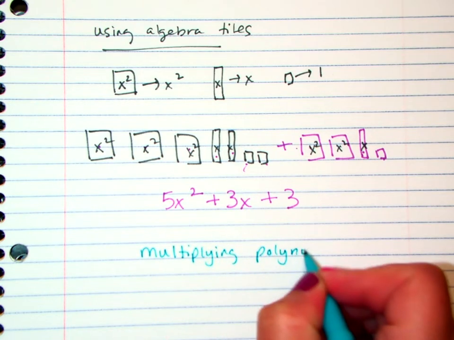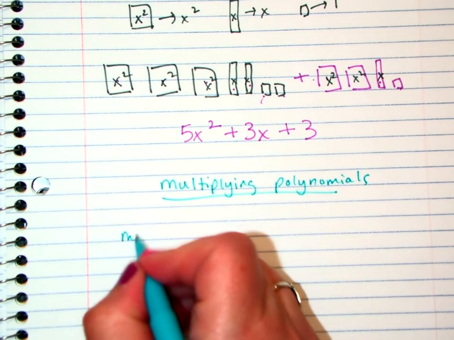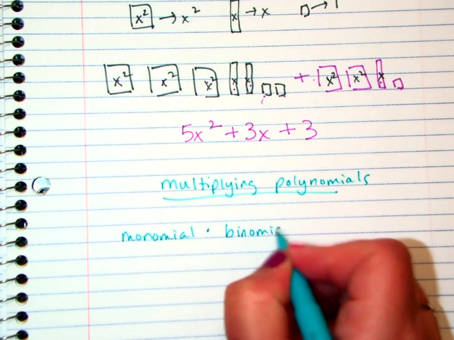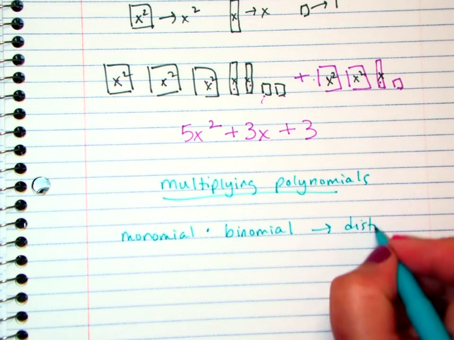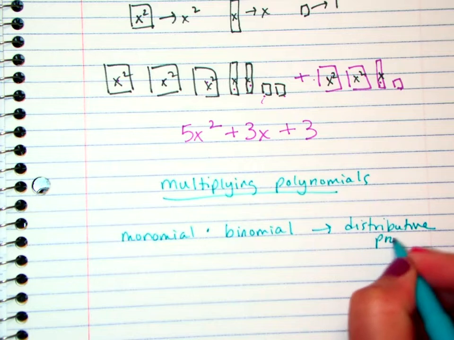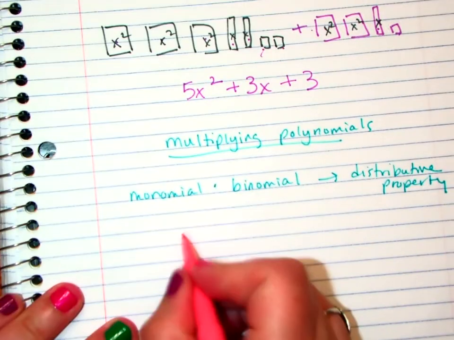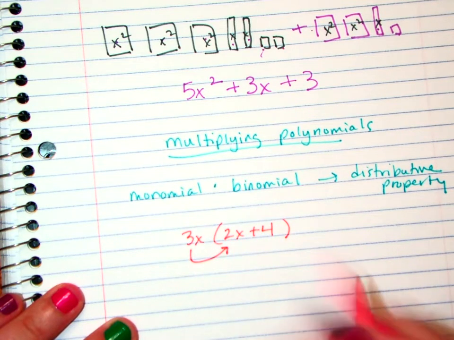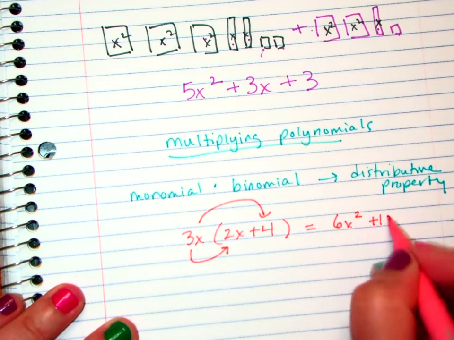Okay, and there are many methods to do this. Well, first of all, we'll start with relatively simple ones, a monomial times a binomial. And you've already done this before. It's basically just the distributive property. In fact, it is the distributive property. So for example, if you did something like 3x times 2x plus 4, you would just multiply the 3x times the 2x and the 3x times the 4, giving you 6x squared plus 12x.